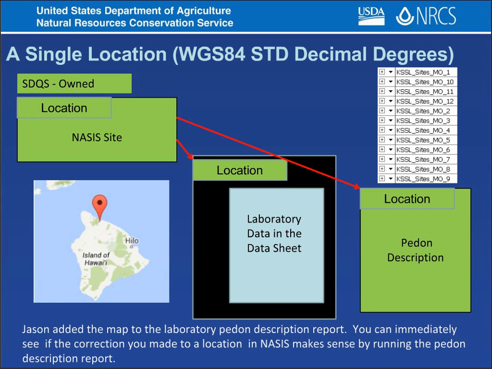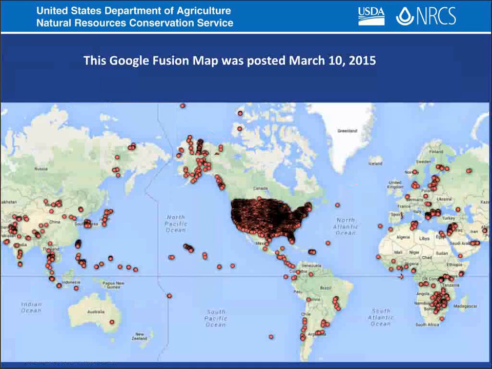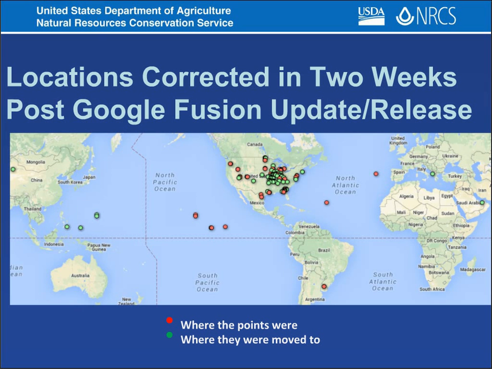A couple years ago, Jason Nemechek added a map to one of our pedon description reports, so when you run the report, you can actually see where that location is on the ground. In March 2010, we published a new version of the Google Fusion map, which shows the location of the laboratory pedons that we have in our database. Since that time, people use that pedon description report and the linking tools to identify several pedons that were mislocated in NASIS. This shows in red those locations that were incorrect, and the green locations are the ones that they were moved to.